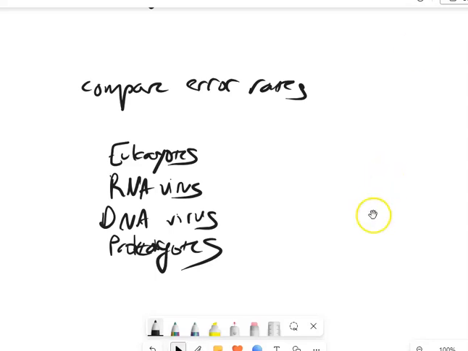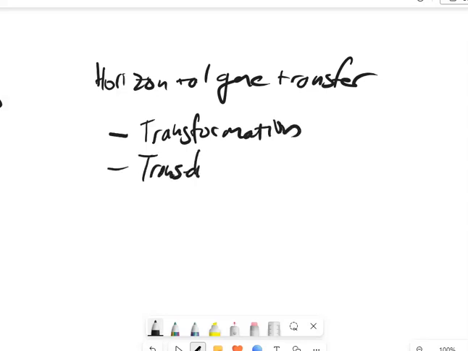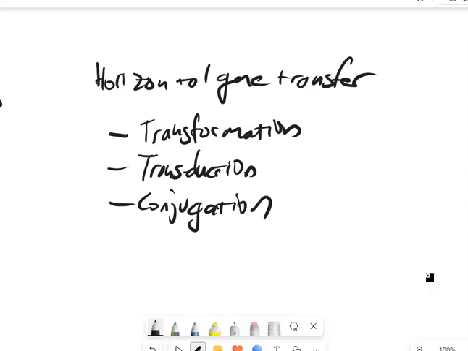Another topic is horizontal gene transfer. This is how bacteria swap huge amounts of DNA with each other. And there are 3 different mechanisms of horizontal gene transfer you need to know. One is transformation. One is transduction. And one is conjugation. So if I describe them, you need to be able to tell me the name.